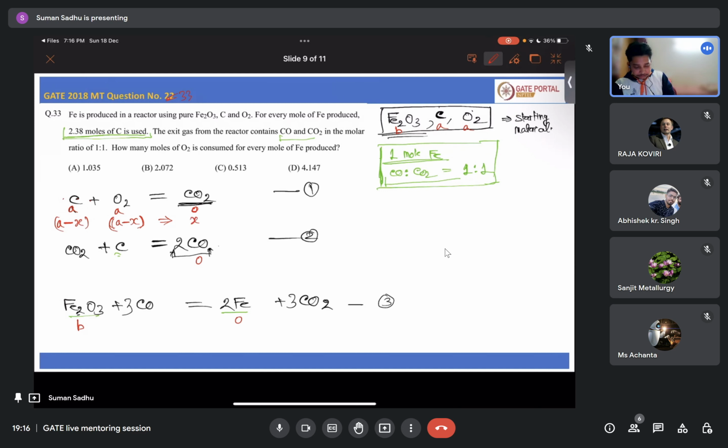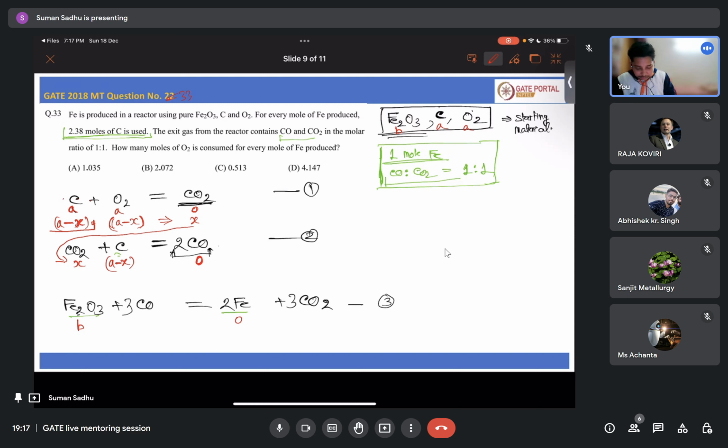So now this x mole of CO2 will be the starting material for the next reaction. For this reaction, initially you have x mole of CO2. How many mole of carbon is left? a minus x, because total amount was a, and from that x mole dissociated. And now in the system you don't have any CO, that means initially it is 0.